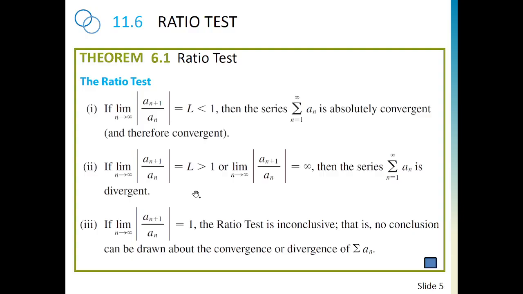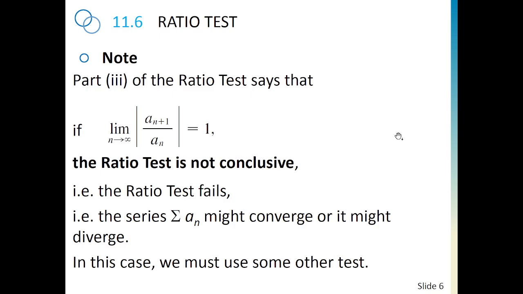So that's good news. And then if the limit of the ratio is 1, we cannot conclude anything, and we need to use some other test. That's very important to realize, because it will happen sometimes that the limit of the ratio is 1, no conclusion can be drawn, and we need to use some other test.